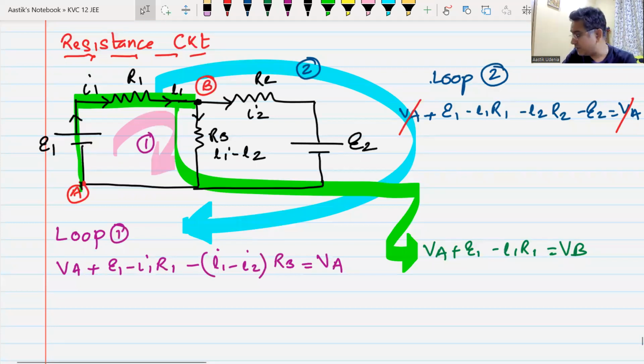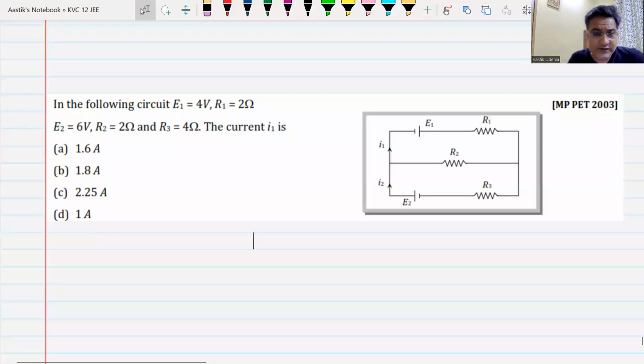Now comes the time to put whatever we have learned into use. This is the question that is going to test what we have learned. In the following circuit, E1 is 4 volt, R1 is 2 ohm, E2 is 6 volt, R2 is 2 ohm, and R3 is 4 ohm. What is the value of the current I1?